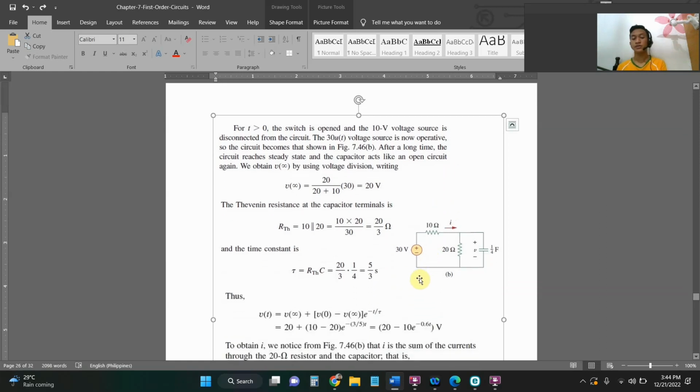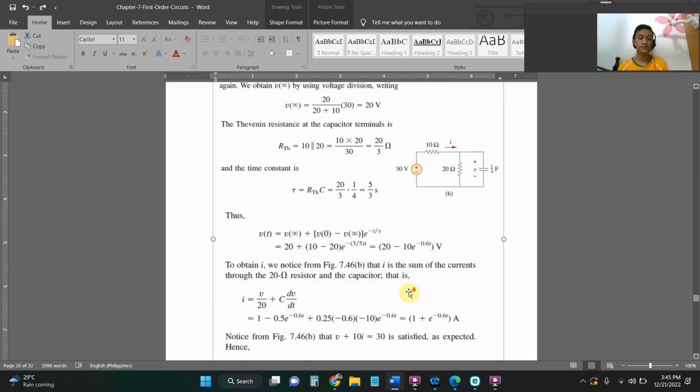So for the time constant, we're solving for the capacitor. So tau is RC, okay, so R Thevenin multiplied by C. So 20 divided by 3 multiplied by 1/4. So we get 5/3 seconds.